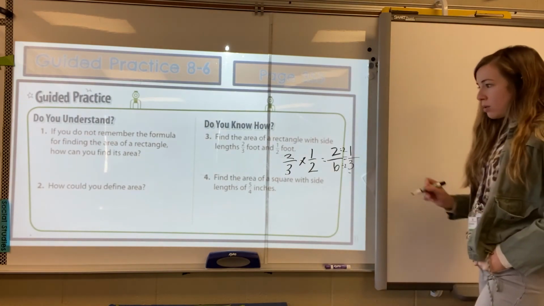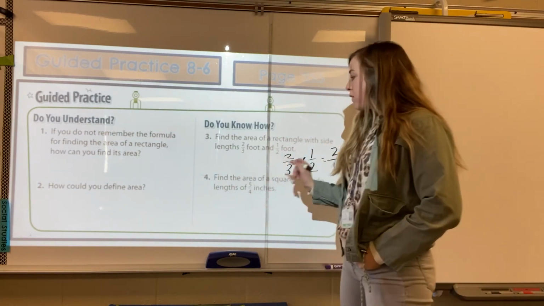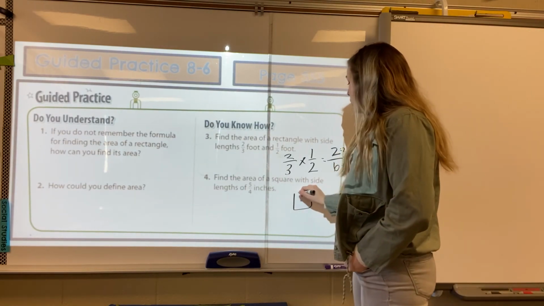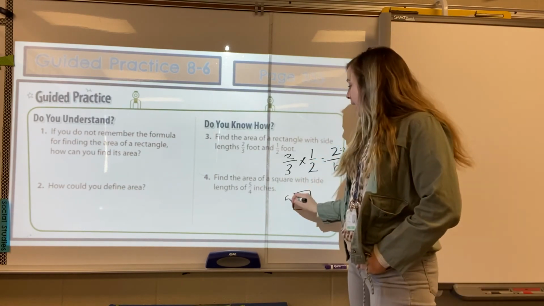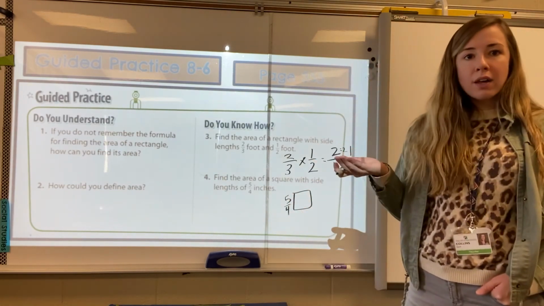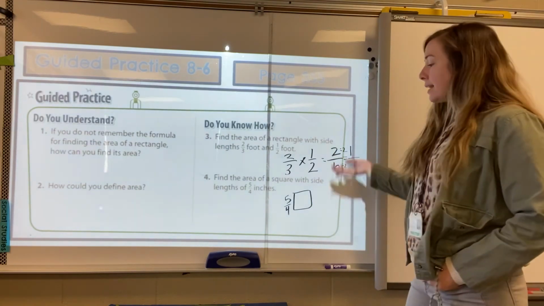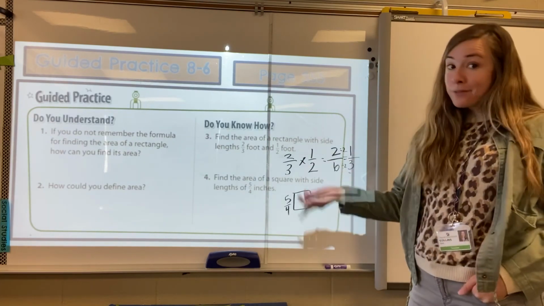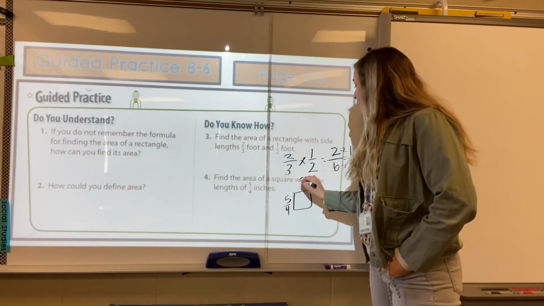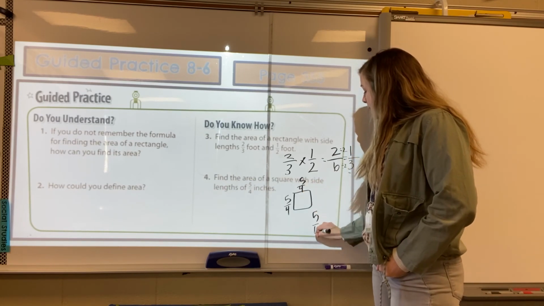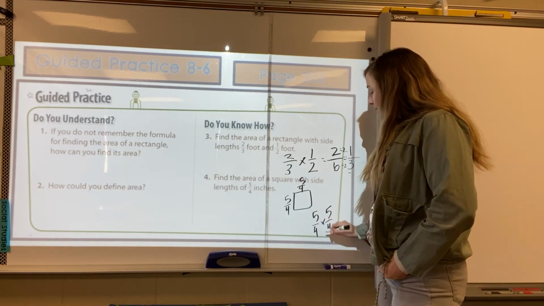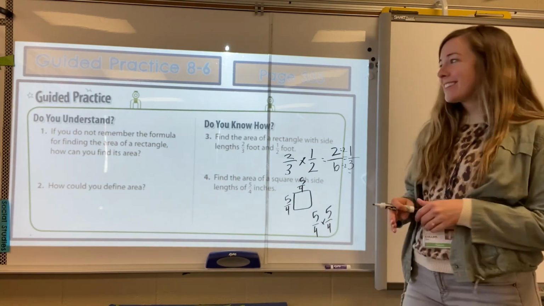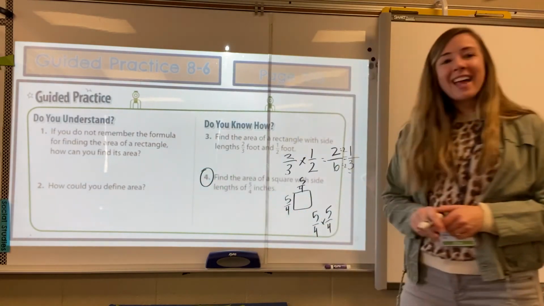I want you to find the area of number 4. It says find the area of a square with side lengths of 5/4 inches. So if we know one side of a square is 5/4, what is our other side going to be? If our height is 5/4, or our length is 5/4, what will our width be? 5/4, hopefully is what you picked. So we need to do our 5/4 times 5/4. And since they're both improper fractions, you probably have to simplify it or switch it over to a mixed number at the end. Okay, so go ahead and give that a try, and we'll talk about some more in group.